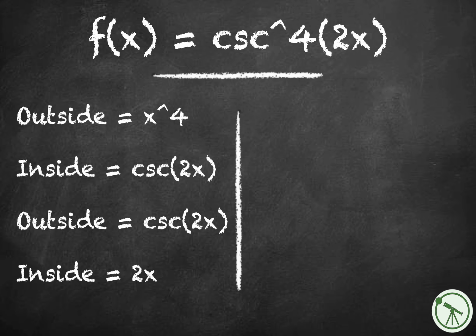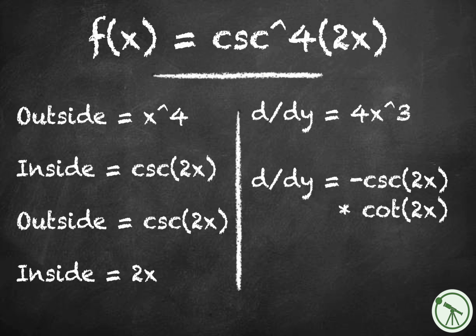The first step is pretty easy. You just have to use the power rule to find the derivative of the outside function, x to the 4th, which turns out to be 4x to the 3rd. And as discussed before, the derivative of cosecant 2x would be negative cosecant 2x times cotangent 2x. And you know the last one, it's 2.